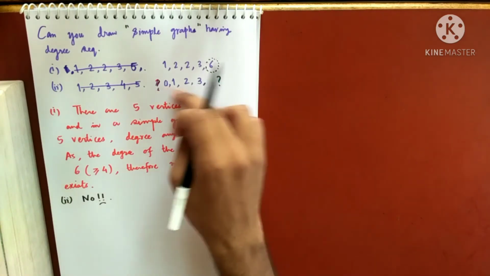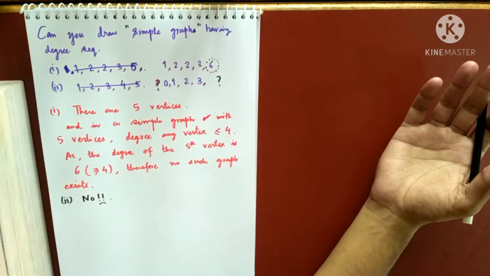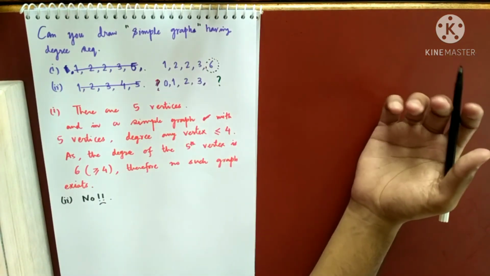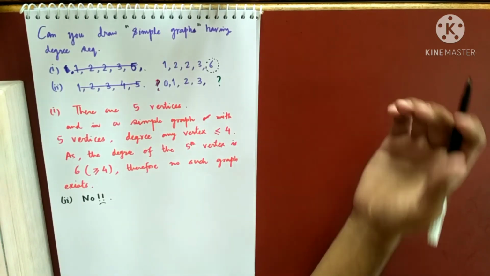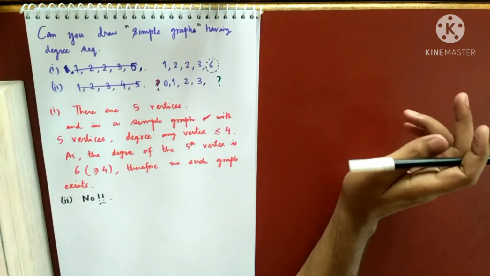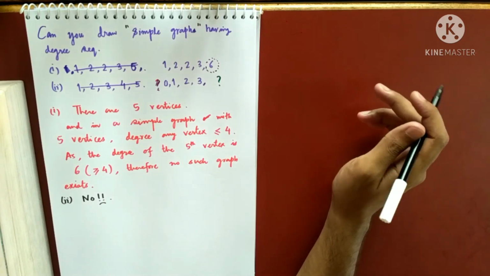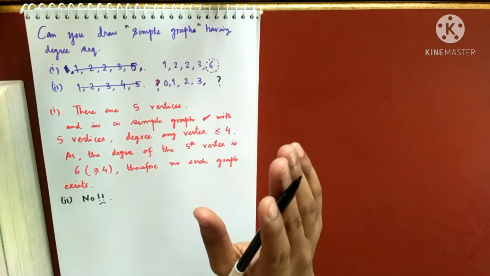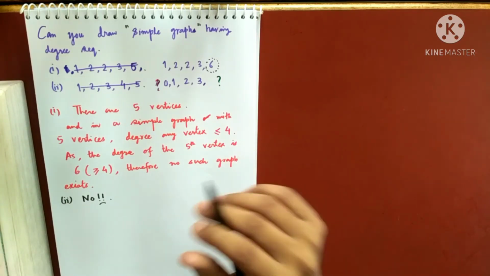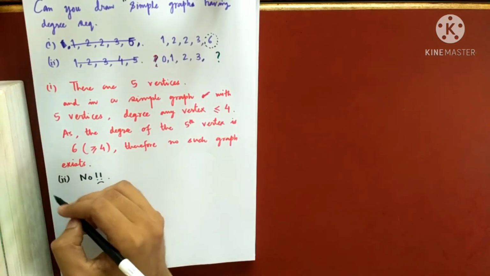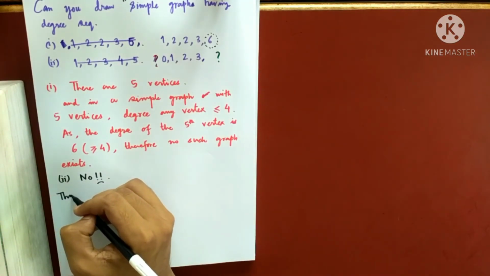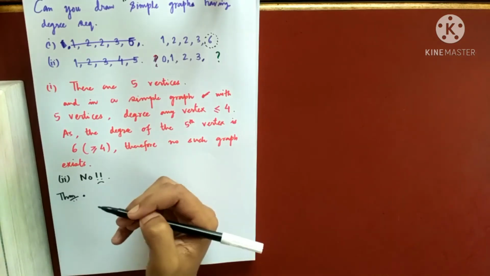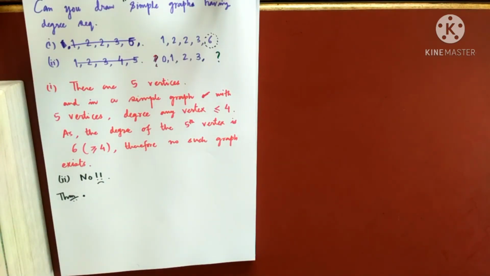The sum is even, the degree of every vertex is less than or equal to 3. That's also fine, but still the answer is no. The answer is no due to this theorem, which I'll prove in the next class. So let me first state the theorem for today, and then that will be the end of today's class. And then you will understand why the answer is no. So let me state the theorem very quickly.